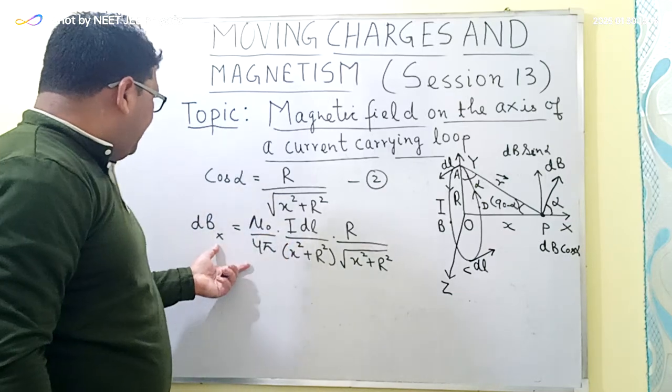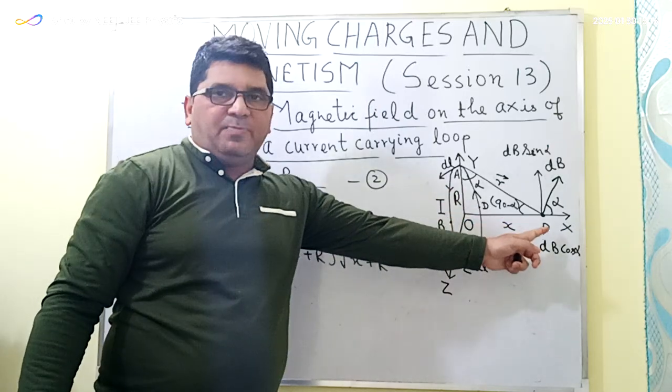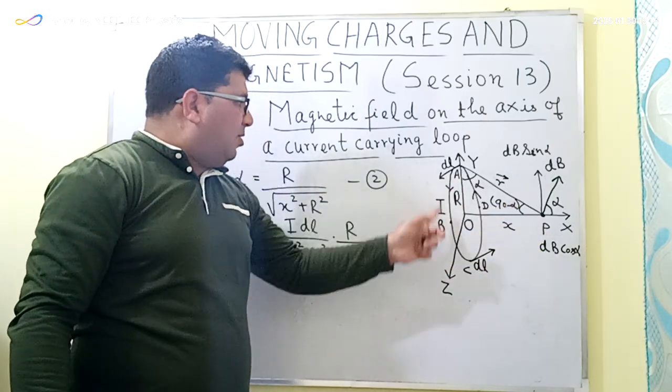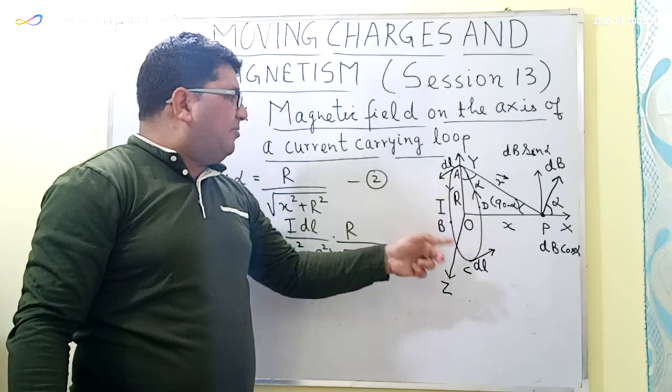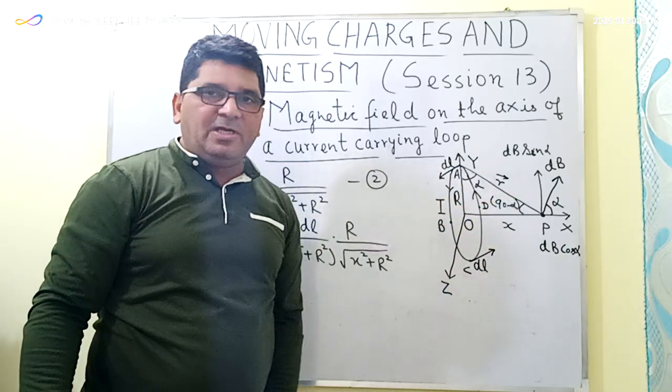Now, this is the magnetic field due to this conducting element dl at this point P. So here what is happening: the horizontal components of all the conducting elements dl which make up this current carrying loop will be added up, and the vertical components will get cancelled out.